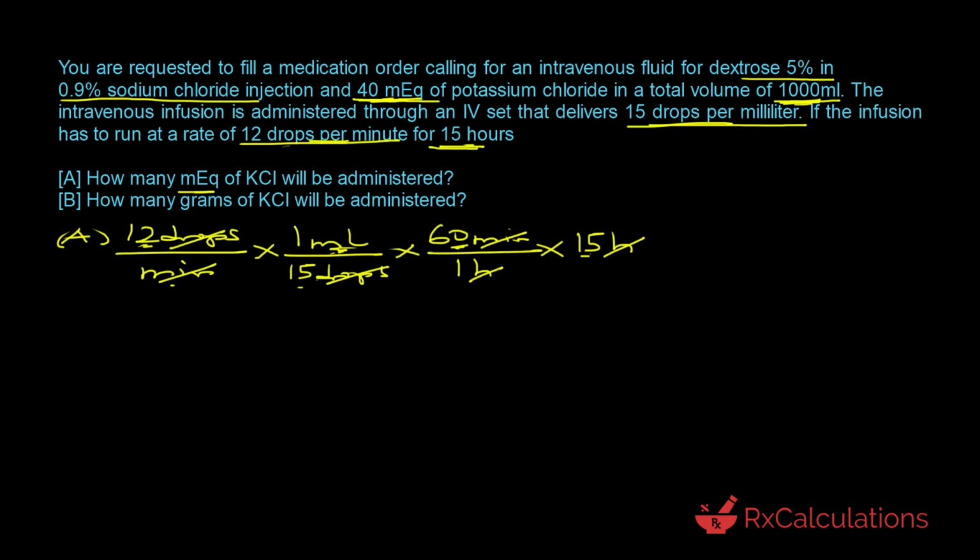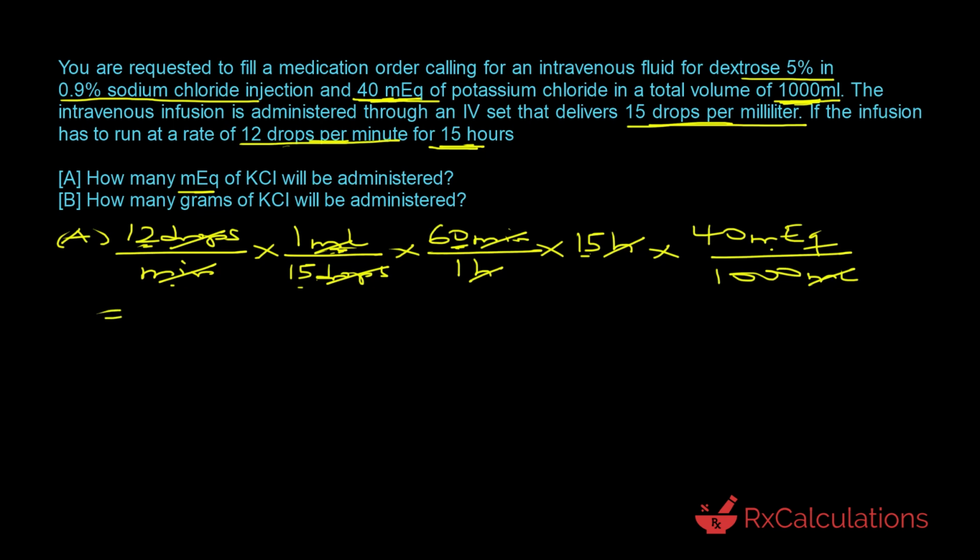And so to determine actually the amount that we have given in milliequivalents, we're going to multiply all of this by 40 milliequivalents divided by 1,000 milliliters. So the milliliters will cancel out, and the only term that you have is 40 milliequivalents. So now, if you multiply all the terms in the numerator and divide by all the terms in the denominator, it will give us the amount of potassium chloride that has been given in milliequivalents.